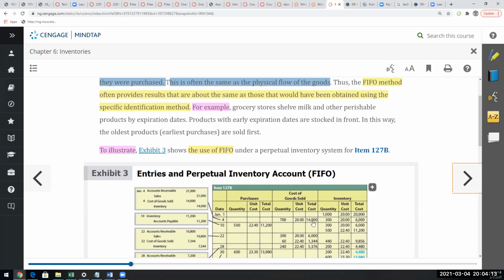We got $14,000. Now, according to my finger math, if we sell 700 of my 1,000, I got 300 left. Does everyone see where I got the 300 here? I started with 1,000. I sold 700. What is this left? 300.